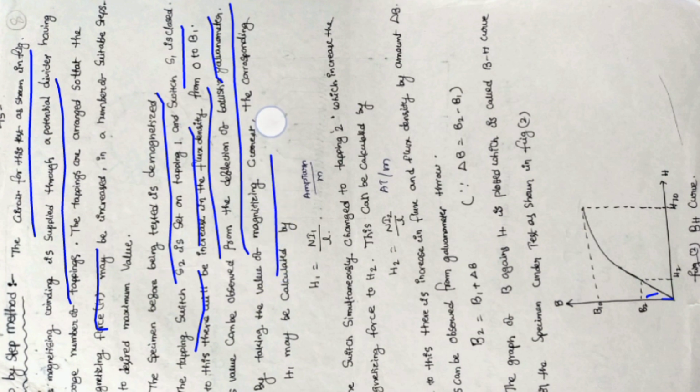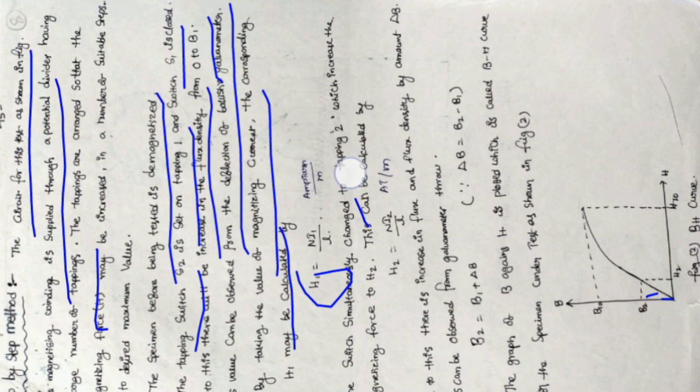By taking the value of the magnetizing current, the corresponding H1 will be calculated as H1 equal to N I1 by L. Magnetic field strength for a toroid, what is the H1? N I1 by L, where N is the number of turns, I1 is the current, and L is the mean circumference of the toroid.